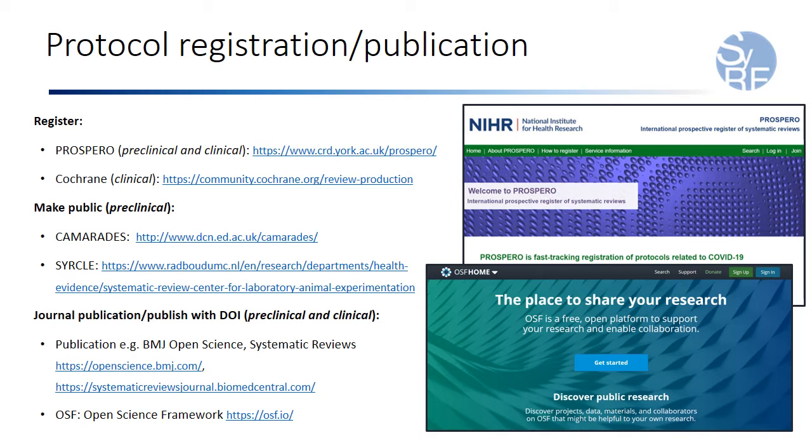To make your preclinical protocol public, our group, the CAMARADES Group, and the CIRCLE Group host preclinical protocols on our websites. Publishing your protocol in a journal, for example in the BMJ Open Science or Systematic Reviews journal, gives you the opportunity to gain feedback on your methods and research question, etc.